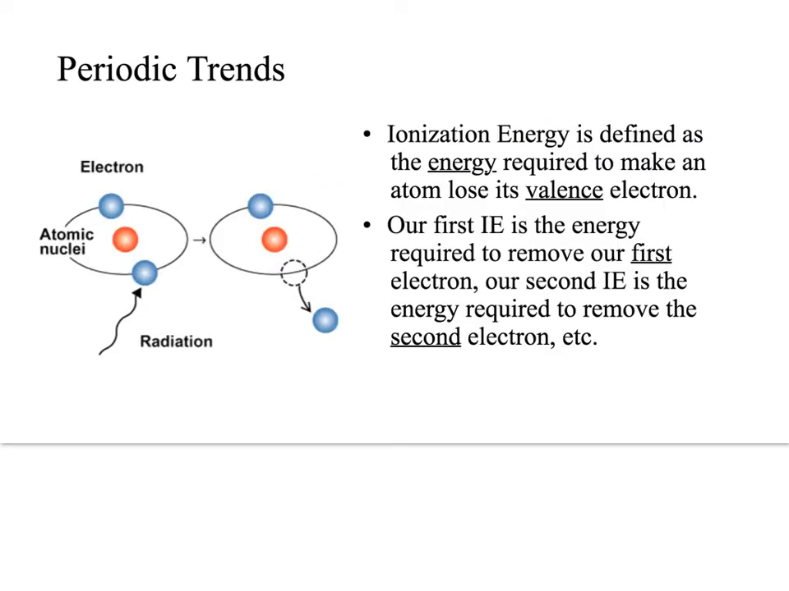Our next trend is ionization energy. It's defined as the energy required to make an atom lose its valence electron. So it has electrons, we shoot this energy into it, and it pops off the electron. The first IE is the energy required to remove our first electron. The second is required to remove the second. You probably figured that out, but you'll see those phrases every now and then.